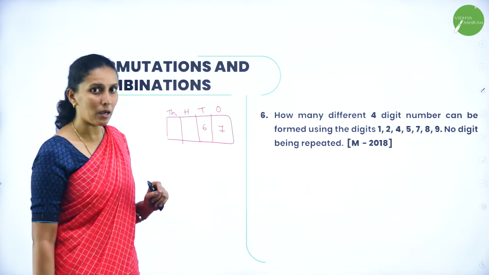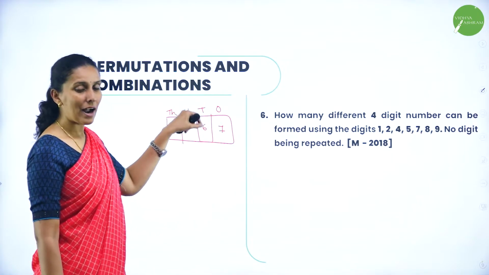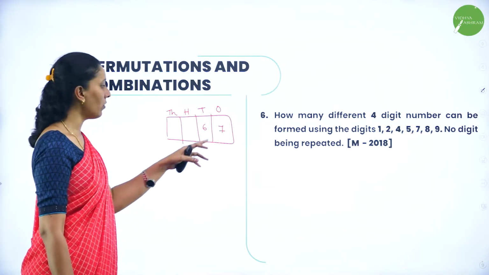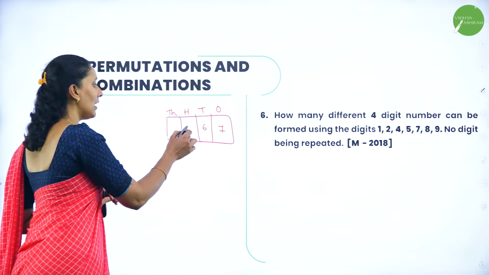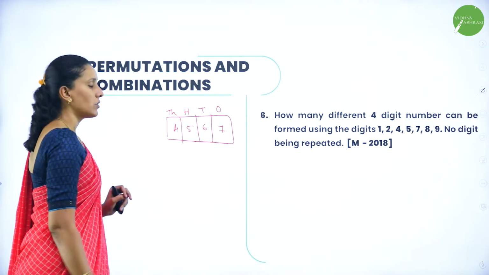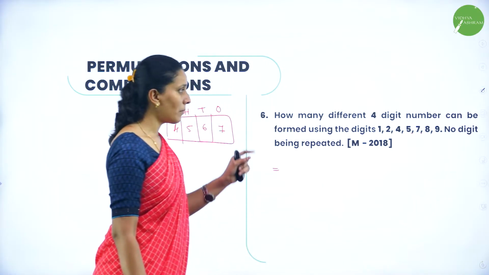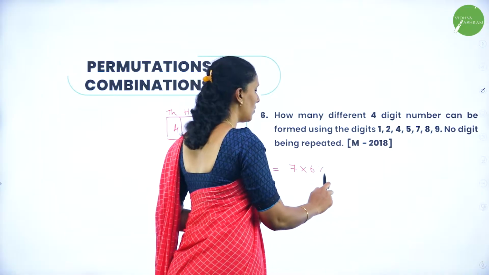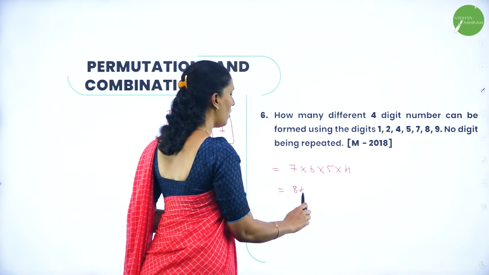None of them should get repeated. Suppose if I have written 4 on the ones place, then I can't write 4 on the other places like hundreds or tens. So therefore, the remaining numbers for the tens place are 6, and similarly 5, 4. So the total number of 4-digit numbers that can be formed is 7 into 6 into 5 into 4, that is equal to 840.